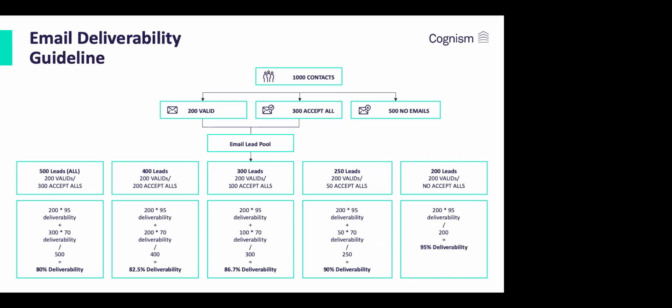Cool. So I've got a little chart here, and this chart basically shows that every time you include more accept-all emails in your campaign, deliverability will go down. I'm not going to go into too much detail about this chart, but I will send this deck over to you guys so you can have a quick look through it. As I said, we always recommend sending to valid email addresses, but you'll see that deliverability will go down, which means the bounce rate is going to go up with more accept-alls.